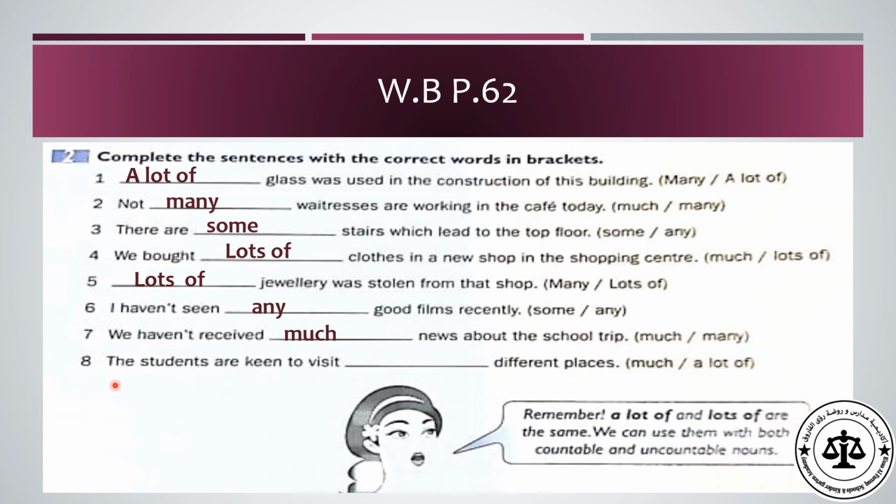Remember that. The last one, the students are keen to visit, يعني متحمسين, keen متحمس, to visit different places. Much or a lot of. Places is a countable noun. much بتيجي مع uncountable، إذا رح نستخدم a lot of. هون في عنا note, important note. Remember إنه a lot of and lots of are the same. هم نفس الإشي، ما في اختلاف بينهم. We can use them with both countable and uncountable nouns. نستخدمهم التنتين مع المعدود والغير معدود.